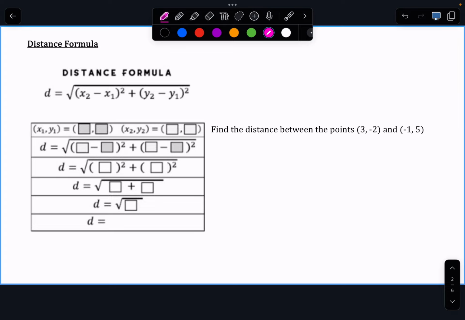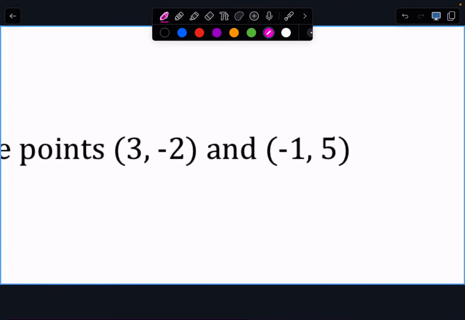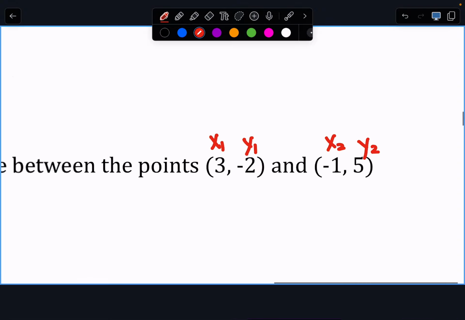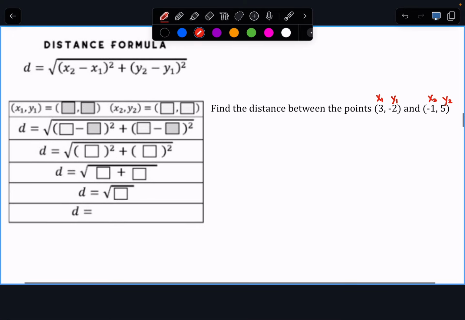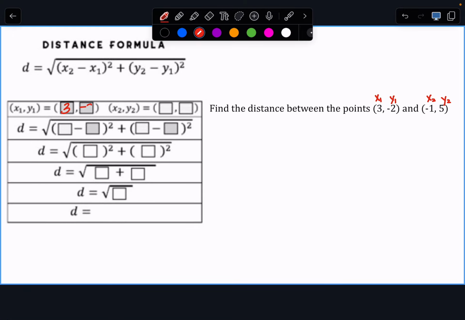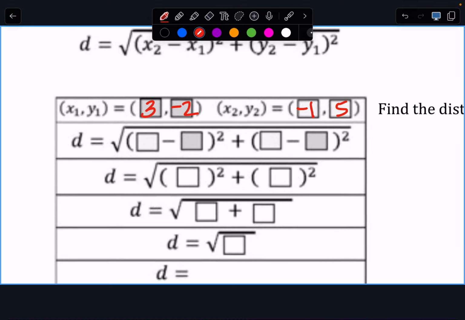Okay. My advice to you when you get a distance formula problem is to do what above your coordinates? Right, x1, y1, x2, y2. Okay, so now we're going to use these boxes right here. So I'm going to write in 3, -2, and -1, 5 into my boxes for x1, y1, and x2, y2.